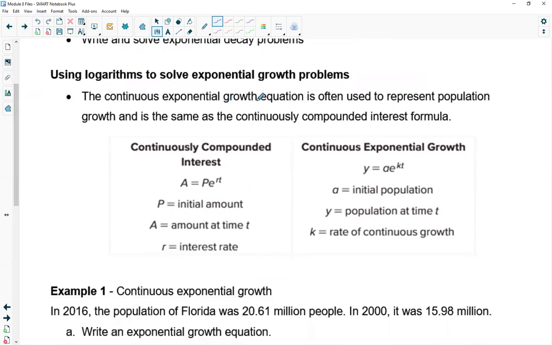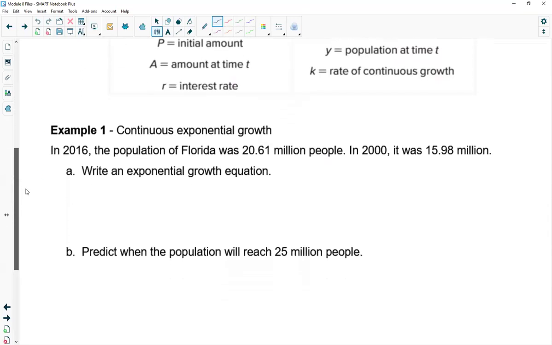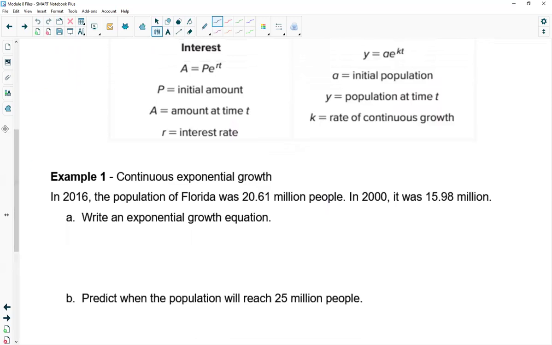So the continuous exponential growth equation is often used to represent population growth and is the same as the continuously compounded interest formula. So both of these are essentially saying we're working with the same thing. They're very, very similar. So in this first example, we're going to talk about continuous exponential growth. In 2016, the population of Florida was 20.61 million people. In 2000, it was 15.98 million. We want to write an exponential growth equation.